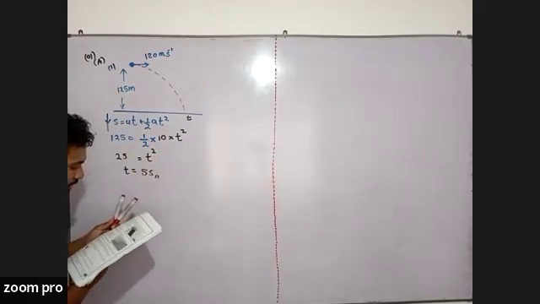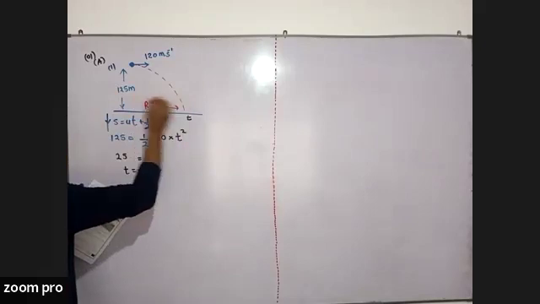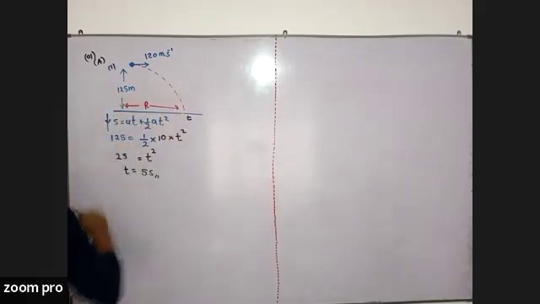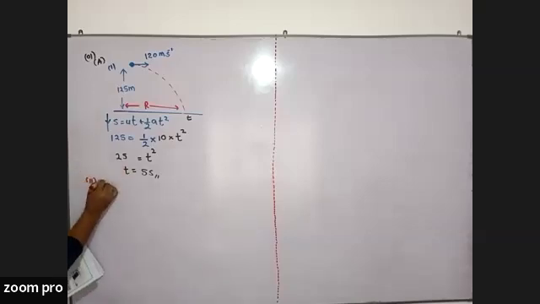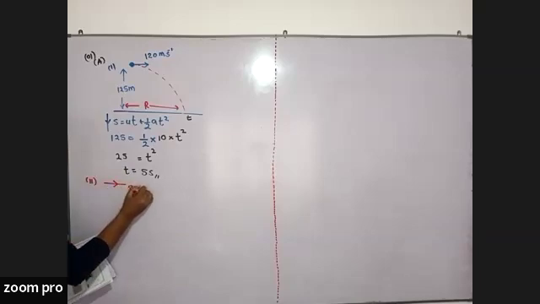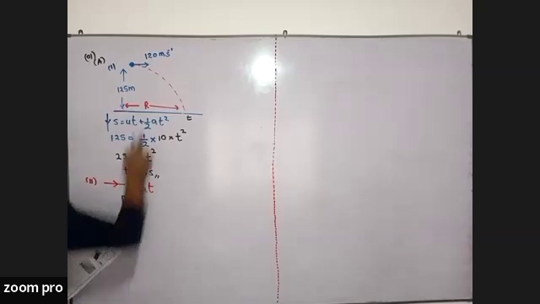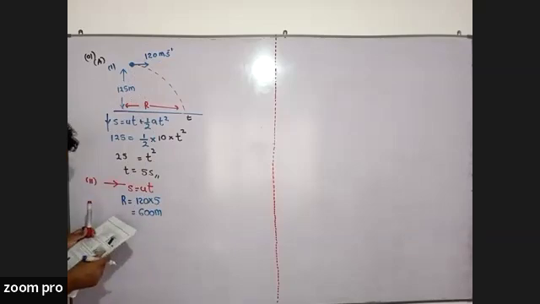What is the horizontal displacement of the bullet? That means the distance from this point to the point where it collides with the ground. To obtain the horizontal displacement, I am applying s = ut. The initial horizontal velocity is equal to 120, the time should be 5, so the answer should be 600 meters.